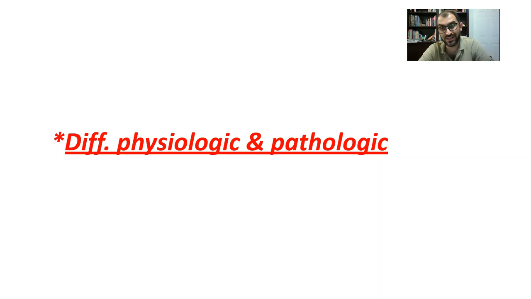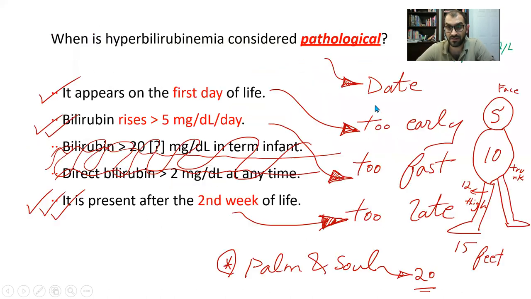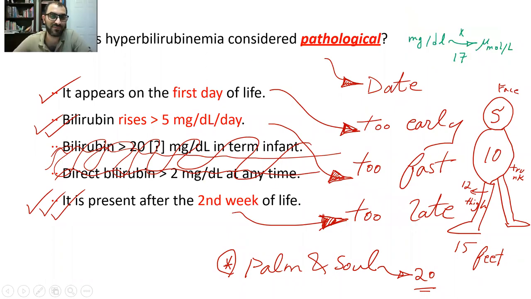The major task approaching any jaundice case is differentiating physiologic from pathologic. And for differentiating physiologic from pathologic jaundice, think of the things that we shouldn't do on a date. The same things that make a date pathological will make jaundice pathological as well. What the hell are you talking about? Too early, too fast, too late. If you do these things on a date, it's pathological.